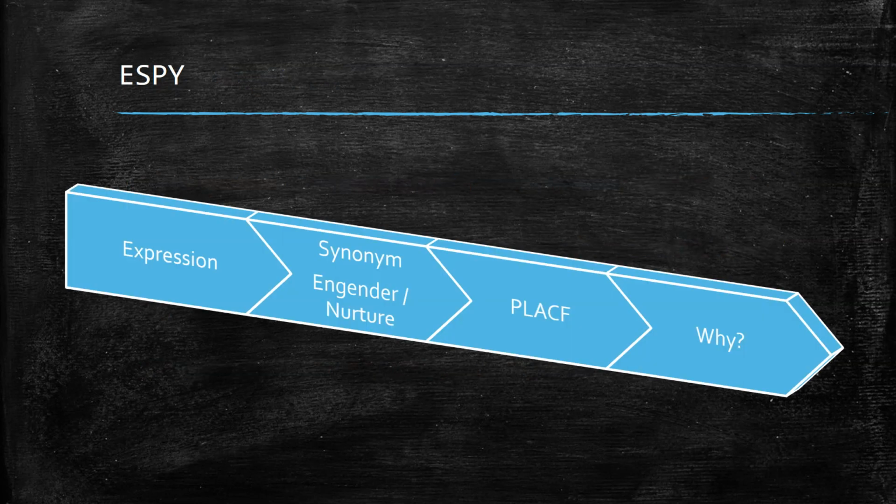So I want to suggest to you that you can use 4 little steps. ESPY, ESPY. You've got the expression, whatever it is from your tradition, whether it's the text that you name, like the Catechism of the Catholic Church, the Nicene Creed, or a symbol like the crucifix, or a ritual like the Eucharist. You pick a synonym for engender and nurture. You pick one of PLACF, purpose, living life, answers to existential questions, connection to the ultimate reality, fulfillment, happiness, and then you tell me how or why that expression does that PLACF.